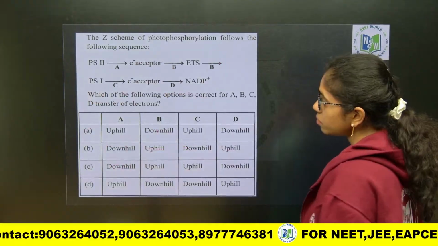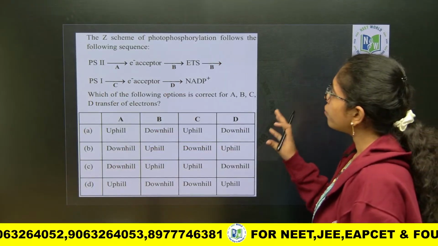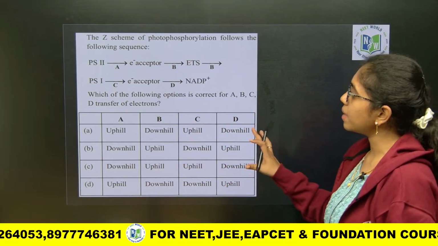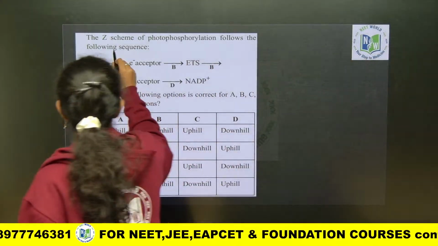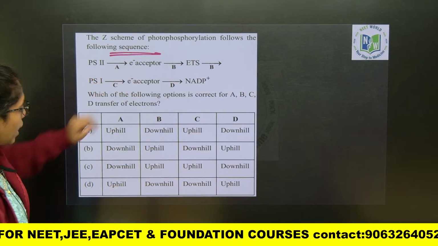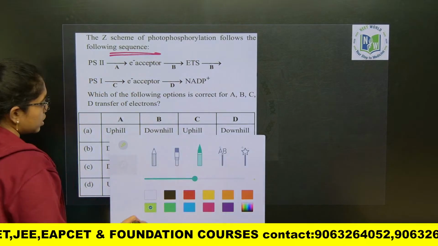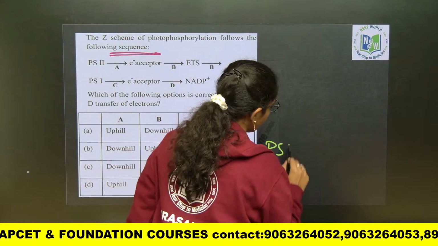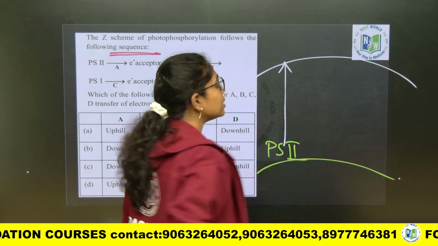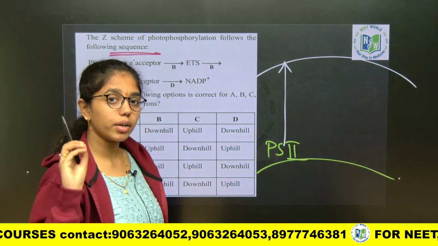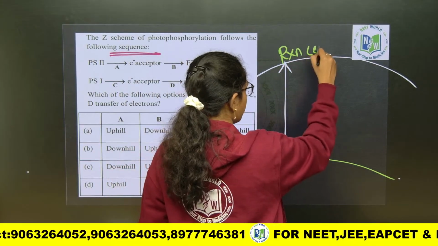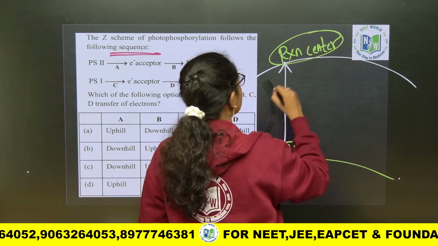Next, the Z scheme of photophosphorylation follows what sequence? He is asking. Definitely it will be from PS2 to the electron acceptor. If this is the thylakoid membrane, from photosystem 2 the electrons get excited and are submitted to the reaction center. This reaction center is the electron acceptor.